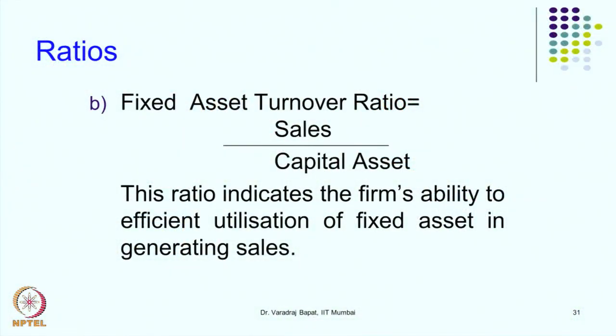The other popular ratio is the fixed asset turnover ratio. So sales again in the numerator, and in the denominator we take fixed assets or capital assets. So what are the long term assets used by the company and how much sales are they able to generate? This shows the efficiency in utilization of fixed assets. This can also be calculated for an individual asset. It can be calculated for the whole company, for a particular project or a plant, or even for a single asset. If that asset is able to generate revenue, just see how efficiently you are using the asset.